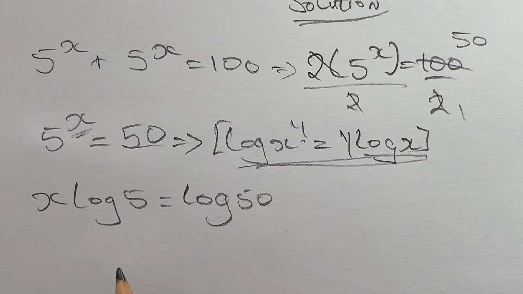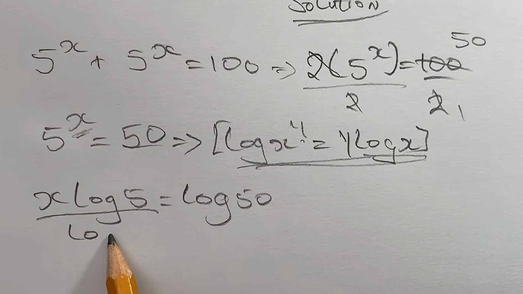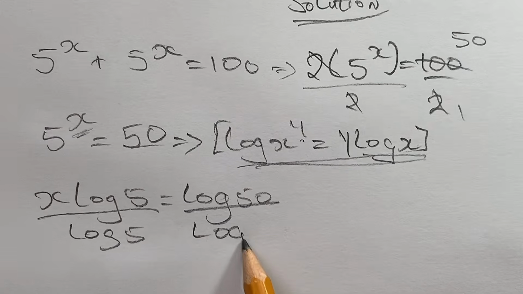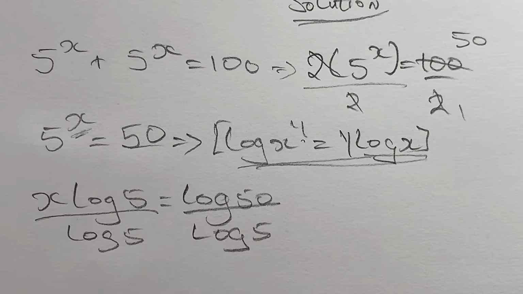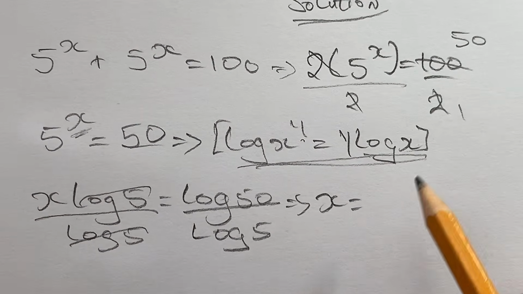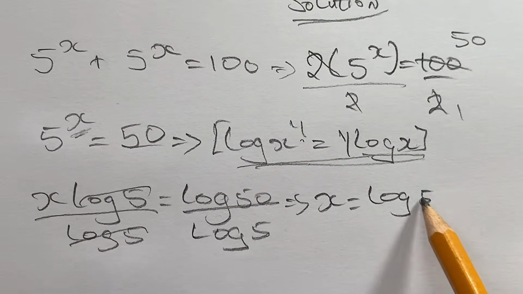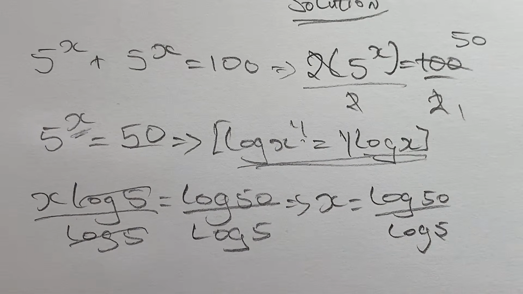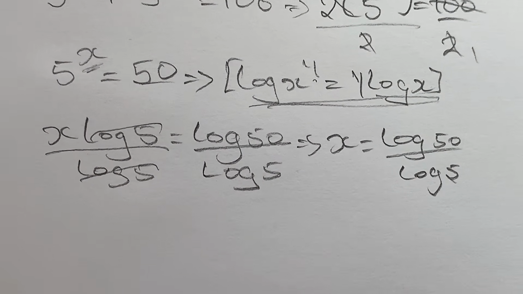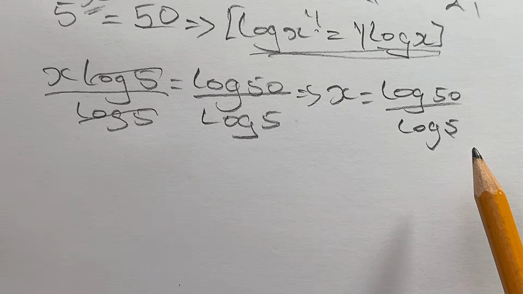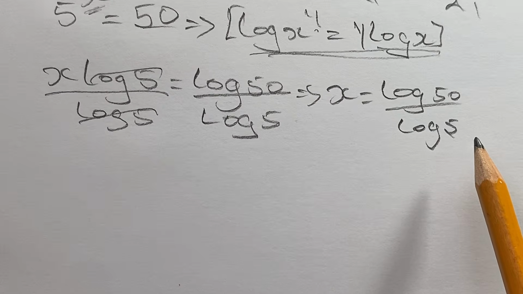Now having this, we can solve for x by dividing both sides by the log of 5. So we have x log 5 over log 5, and log 50 over log 5. The log 5 cancels out, and we're left with x is equal to log 50 over log 5. As you can see, I'll be simplifying as I go along, and simplifying our equation makes it easier for us to come up with a final solution.